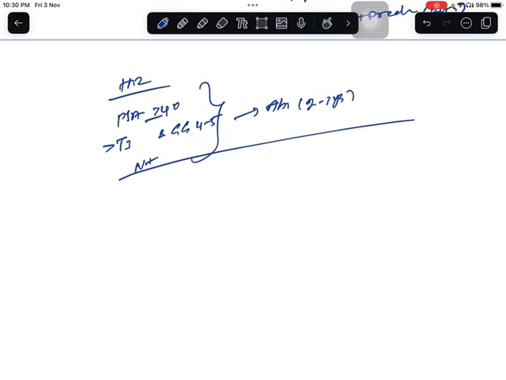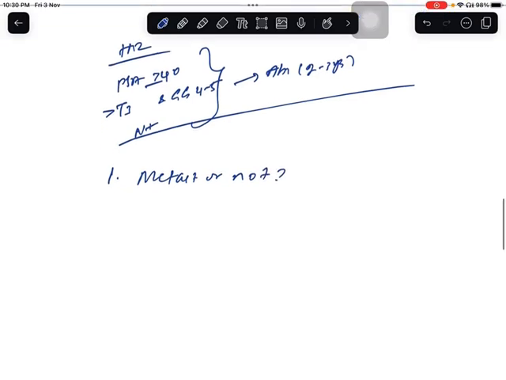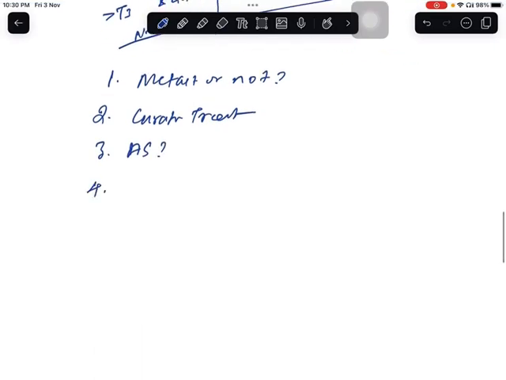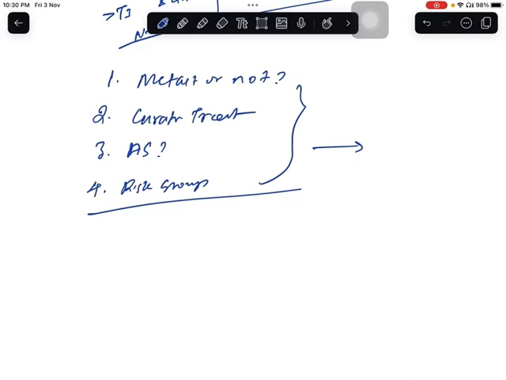So in this video, what we have seen is, first of all, if the patient comes to you, you should first ask the question whether the patient is metastatic or not. The next question will be whether the patient is amenable for curative treatment. The next question will be whether the patient is suitable for active surveillance. The fourth should be to risk stratify the patient, risk group. And according to this, you can plan for the treatment. In the next video, we are going to see the treatment of metastatic prostate cancer.